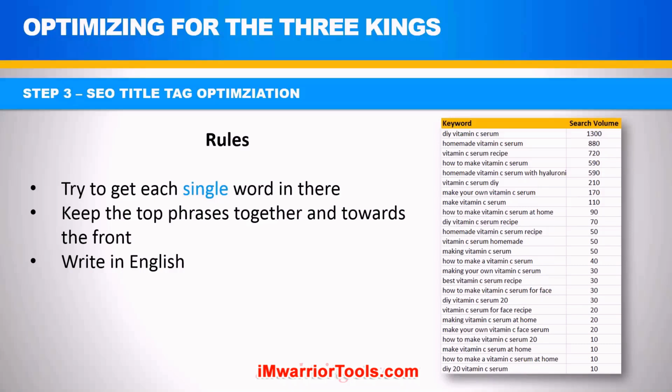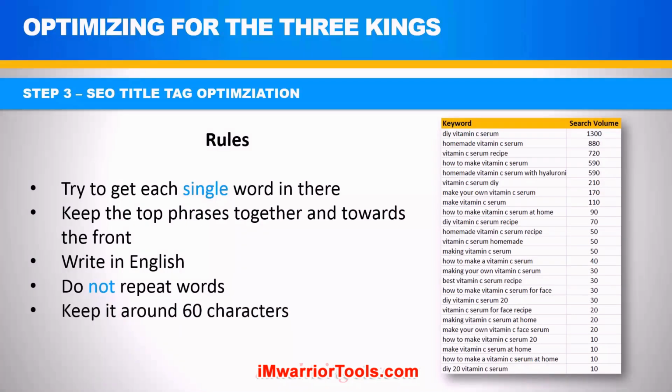And again, just like the URL, don't repeat words. Don't repeat words again. You're just going to reduce your margins on the offsite SEO. Lastly, like I mentioned before, keep it around 60, 64 characters, and leave the clickbait until later.